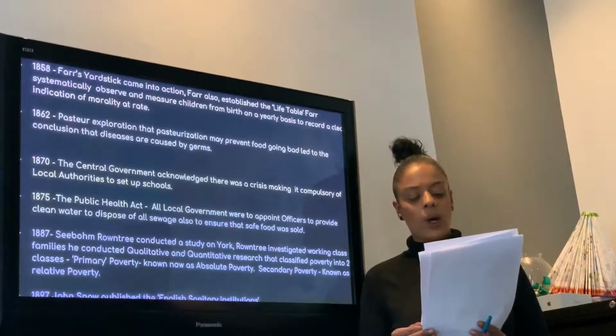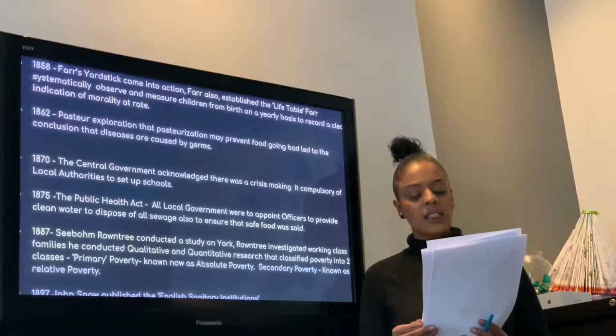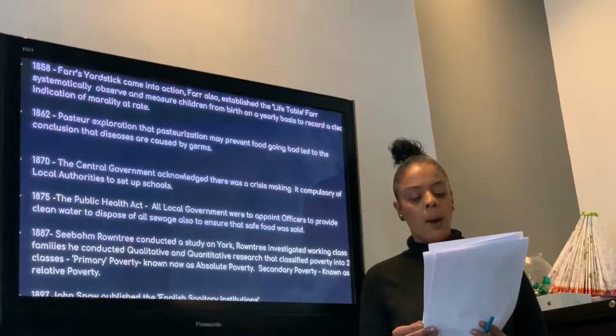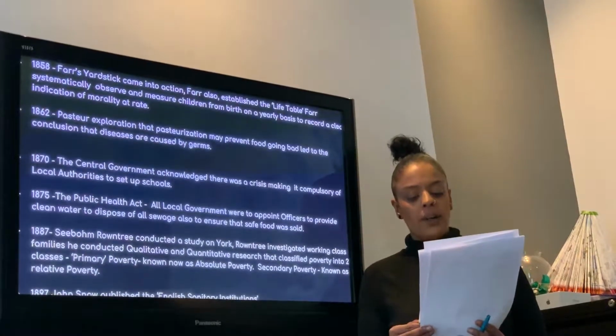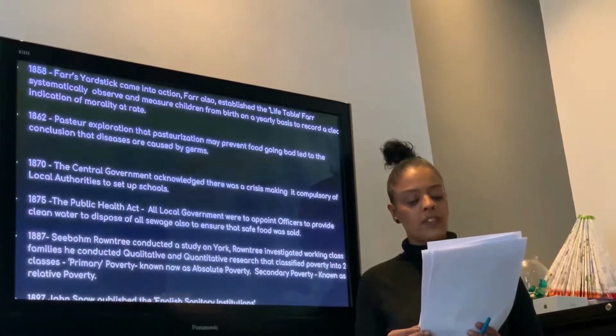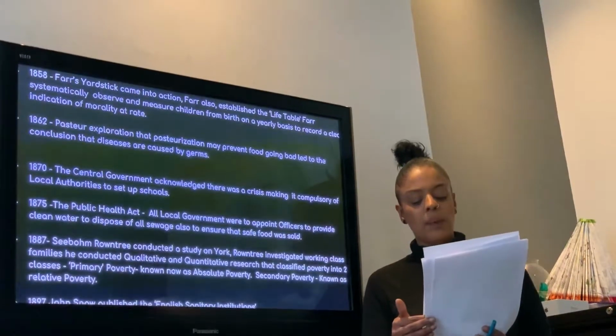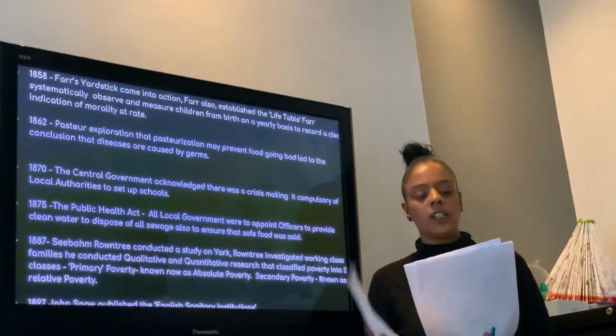Rowntree investigated working class families. He conducted qualitative and quantitative research that classified poverty into two classes: primary poverty, known as absolute poverty, and secondary poverty, also known as relative poverty. In 1897, John Snow published the English Sanitary Conditions.